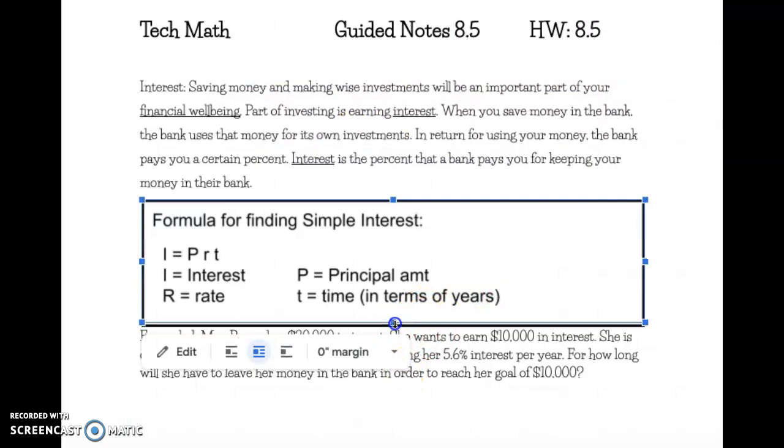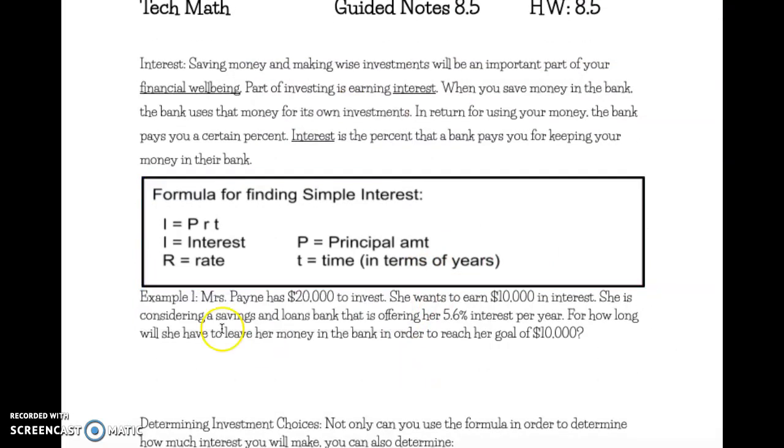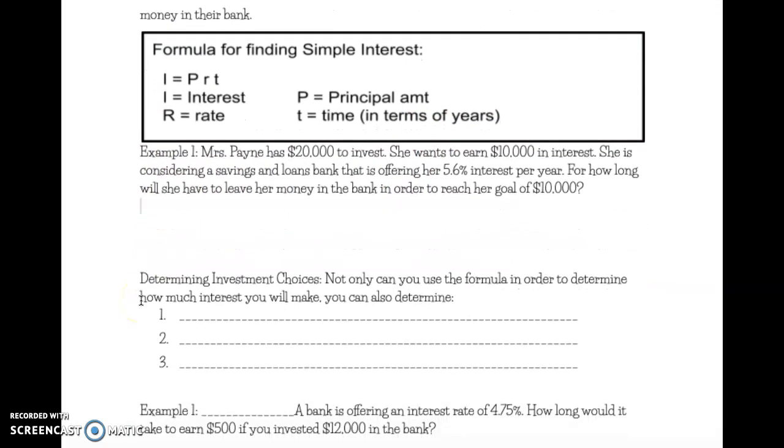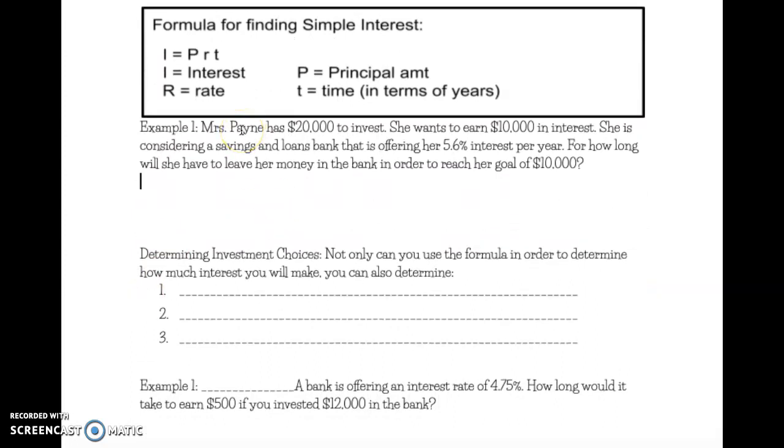All right, let's keep going with that. So let's look at an example of what this looks like. Mrs. Payne has $20,000 to invest. Right away, I'm going to try to determine which piece of my formula that is. $20,000 is the original amount. That's the principal she makes. So the P in this case is $20,000. It says she wants to earn $10,000 in interest. That one's pretty easy. It tells me right off the bat that it's interest.